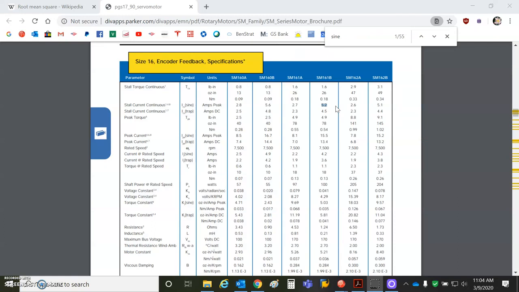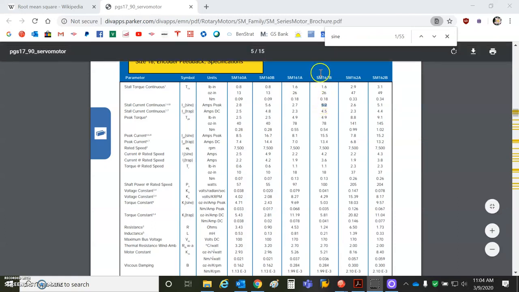So we're going to look at my little size 16 motor here. And again, it says amps peak sine wave. So that's not exactly the RMS value. That's the peak of the sine wave. And that's the stall current. They also talk about the rated current, trap and sine. This will be a sinusoidal commutation.